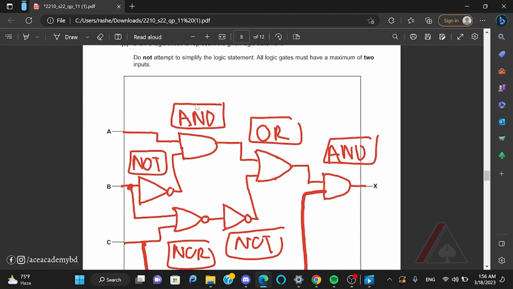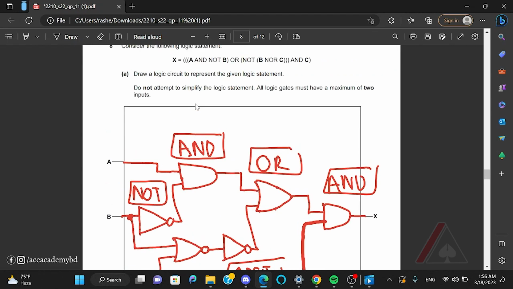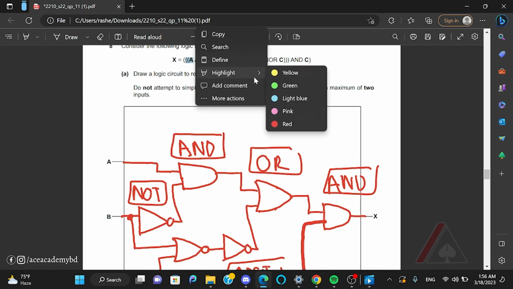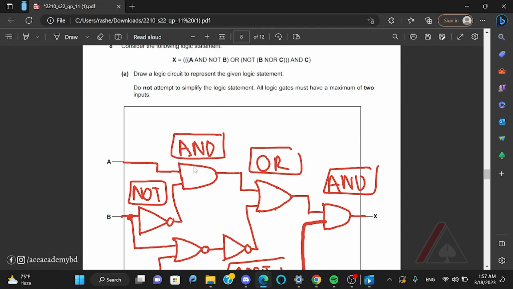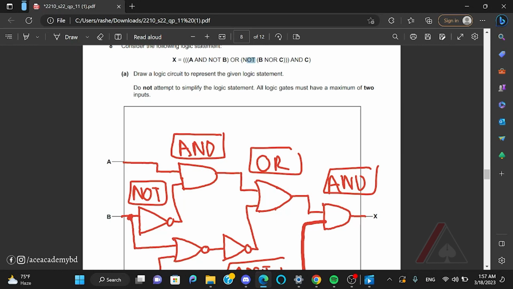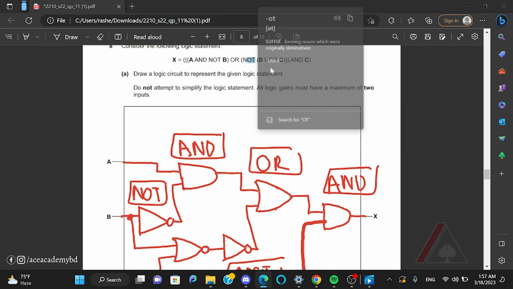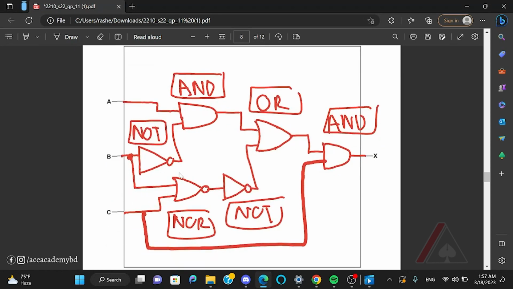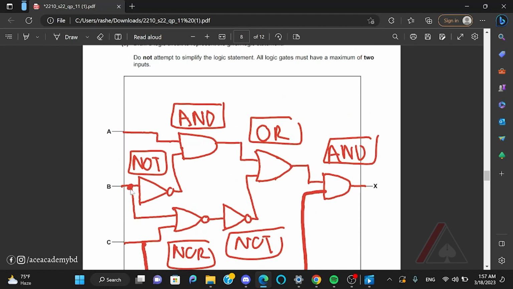However, I have labeled them for the sake of understanding, right? So first of all, X is equal to A and not B. This is the shape of an AND gate, and this is the shape of a NOT gate, right? So we have to pass not B and A through the AND gate. Then we have to think of not B nor C, right? So B nor C. Let us think of B nor C first.